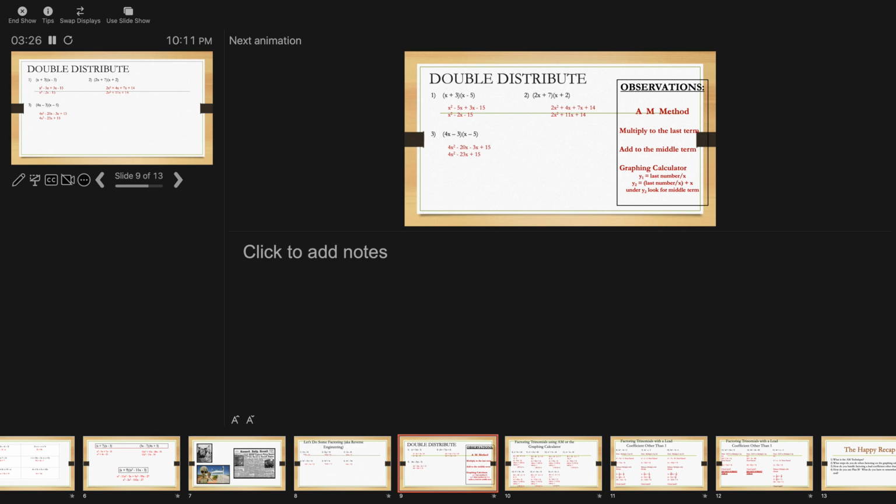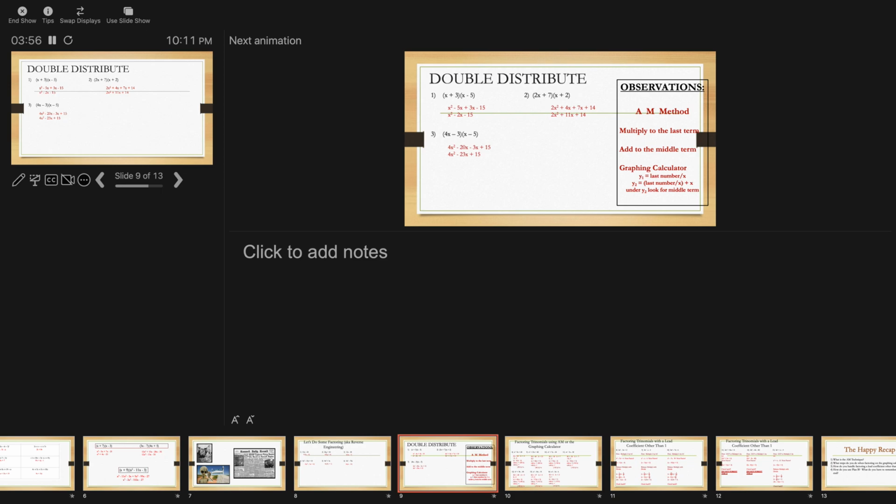I do want to call something to your attention here. Notice if I look at this as an AM situation, when the lead coefficient of the trinomial at the end is 1, yes, 3 times negative 5 is negative 15, and 3 plus negative 5 is negative 2. So AM is definitely workable whenever the lead coefficient of a trinomial is 1.